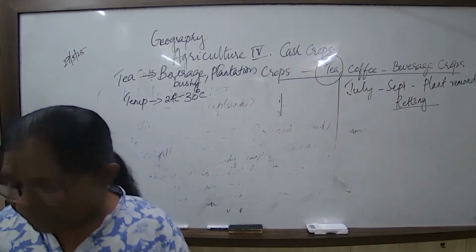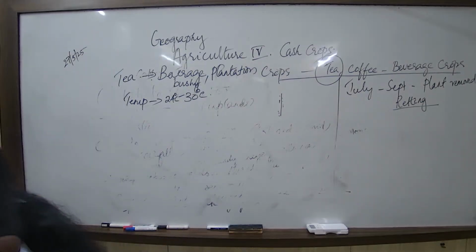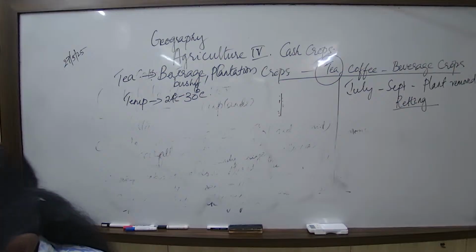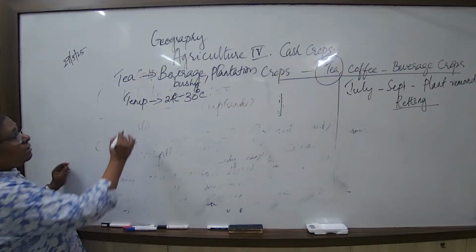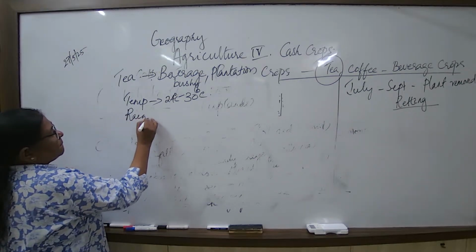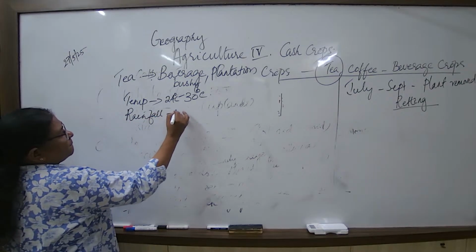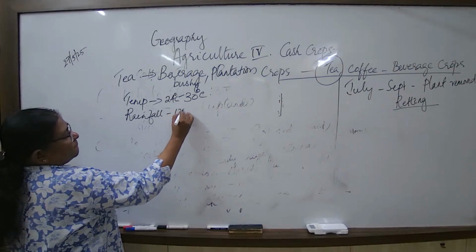The temperature condition is 24 to 30 degrees Celsius, but 25 degrees Celsius is most suitable for its growth. What is the rainfall condition? Annual rainfall average is 125 to 375 centimeters.